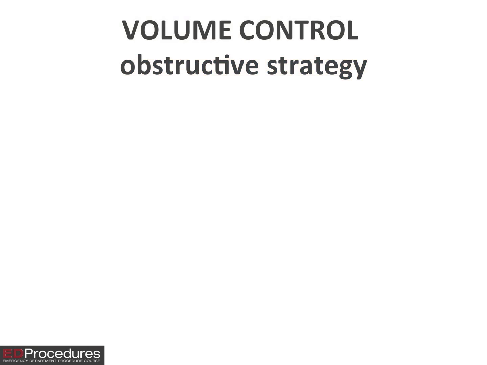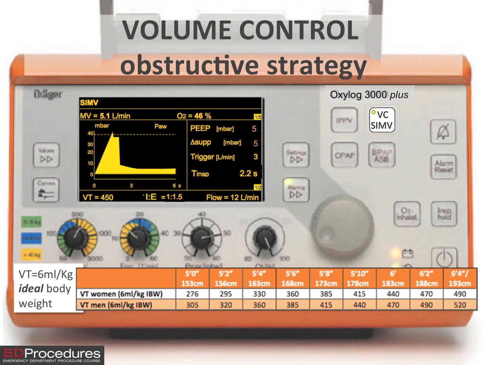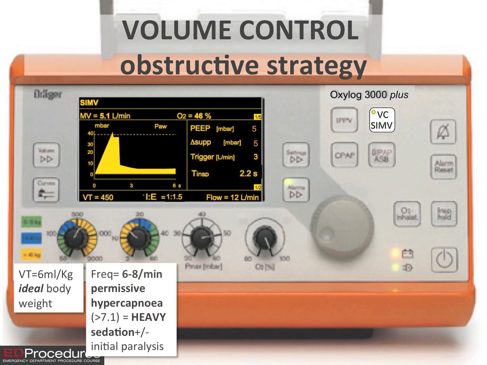The obstructive strategy is for patients with asthma or COPD, where the issue is gas trapping or breath stacking. Thus, the strategy is similar but different. Volume is still dialed in at 6 millilitres per kilogram ideal body weight, as per the table. The respiratory rate is set lower to allow time for exhalation. Rather than 16 to 18, start at 8 breaths a minute. This obviously causes CO2 retention and respiratory acidosis, but given that the risk of lung injury outweighs the risk of moderate acidosis, pH greater than 7.1, it's permissive hypercapnia.